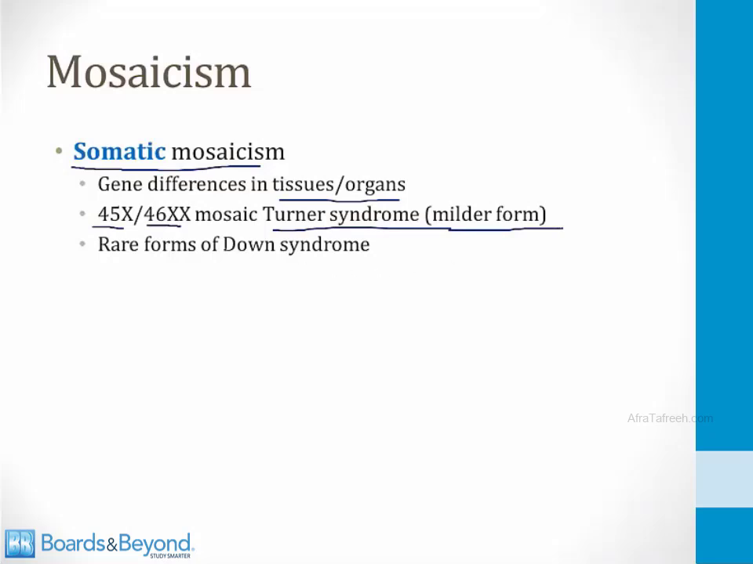In addition, there are rare forms of Down syndrome that involve mosaicism. In babies born with these variants of Down syndrome, some cells have trisomy 21, which leads to Down syndrome, but other cells have 2 copies of chromosome 21, which is normal.